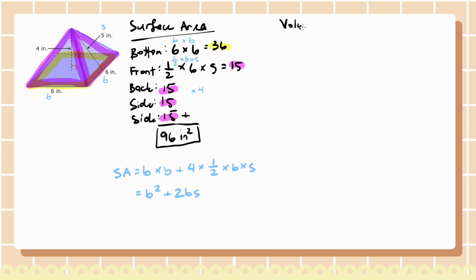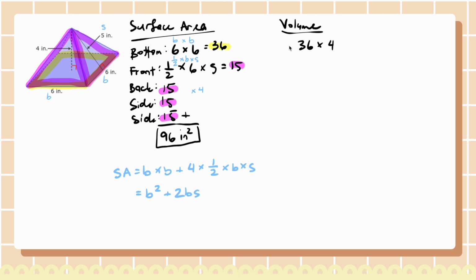All right, let's go ahead and move on to volume. In the past, when we've calculated the volume, what we usually do is we take the area of the base, which in this case is just going to be the bottom, so 36, and then we multiply it by the height, or however many layers there are. In this case, our height is going to be 4. So there's 4 layers.